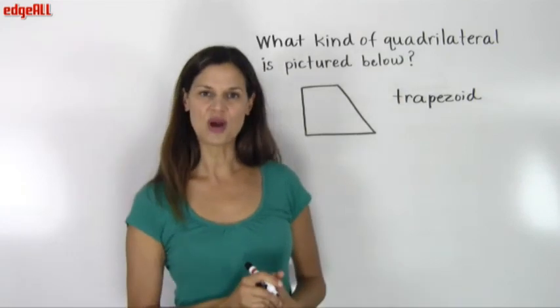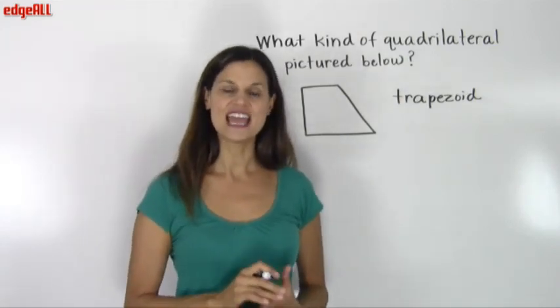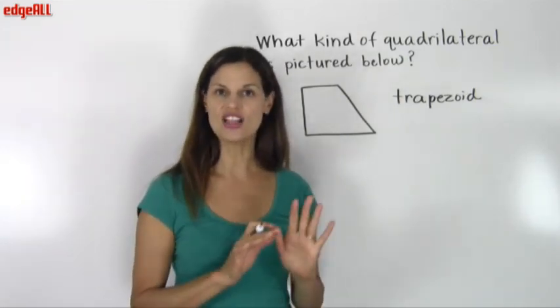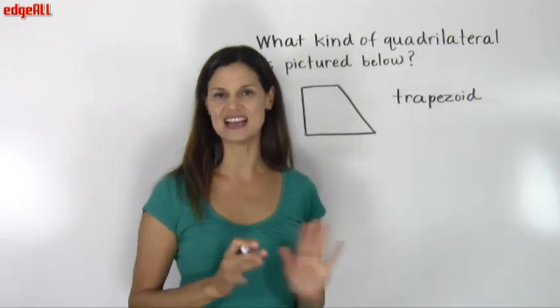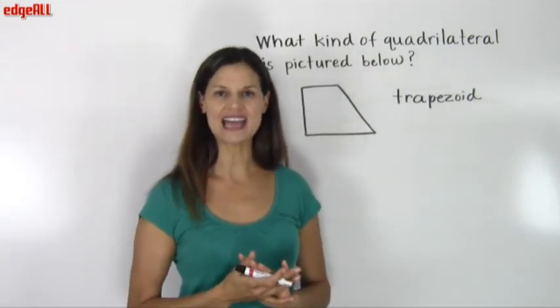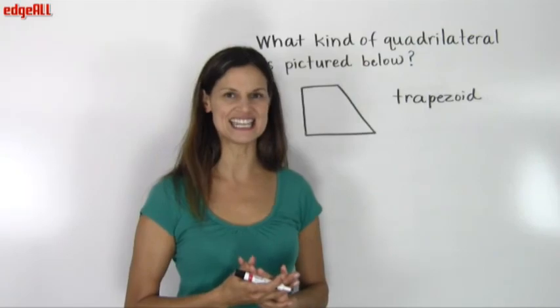One important property of quadrilaterals is that the sum of all of the angles inside of a quadrilateral always adds up to 360 degrees.